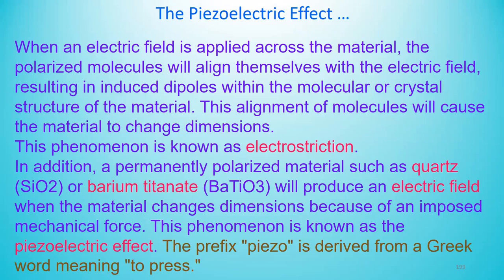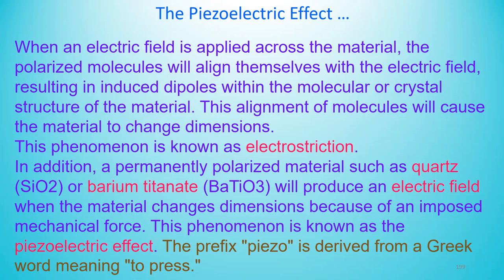These are all powder metallurgy substances, powders pressed at high temperature with high voltage. So they align themselves with the electric field and are compressed and become one crystal. So this phenomenon is known as electrostriction.